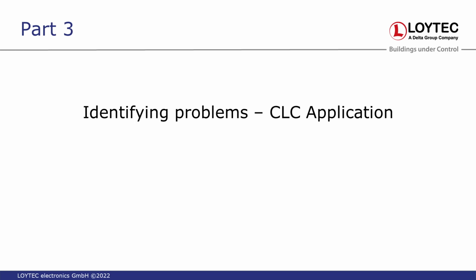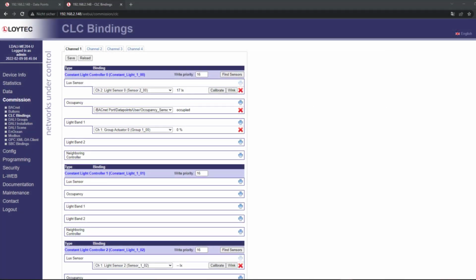Part 3. Identifying problems within the CLC application using our analysis tools. For this example, we're having a CLC binding as seen here, and we're seeing that the occupancy sensor is reporting occupied, even though the light is still off, as seen here in the group level of 0%.